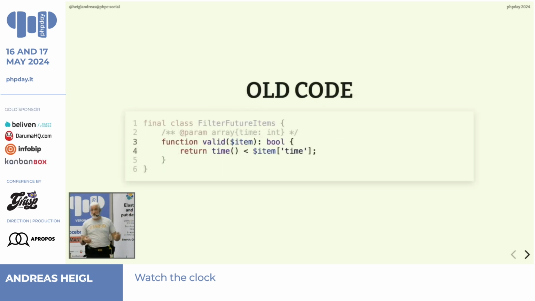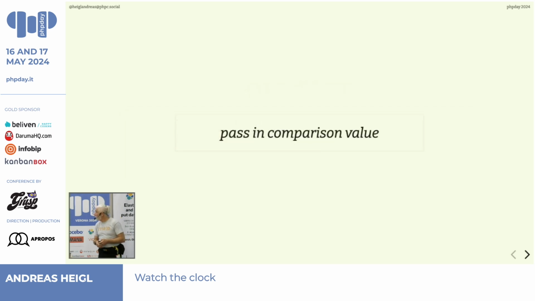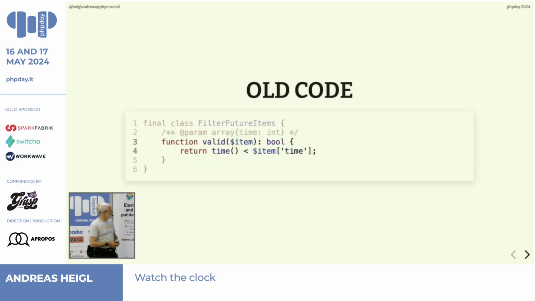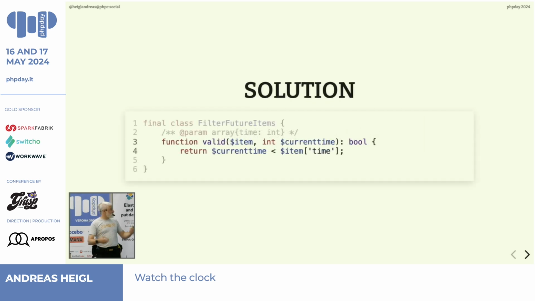So this time function is probably something we do not want. So how do we change that? Well, easy thing. We just pass in the comparison value. So instead of just having a valid $item, which contains the array thingy, we also pass in the current time. And then we compare the current time to what is in this time value. Easy fix.